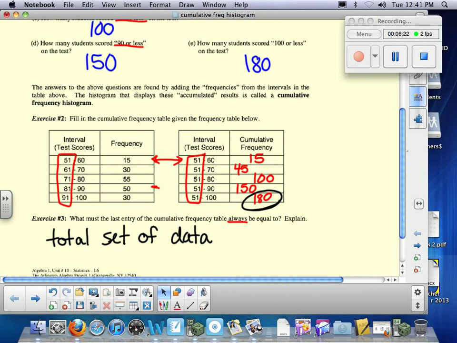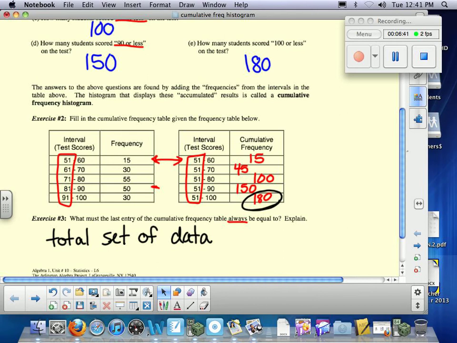So that's a quick way to check and make sure you added correctly. That 180 should match the 180 from up above, or whatever our magic number is. Cumulative frequency histograms. You're going to add those interval values together.